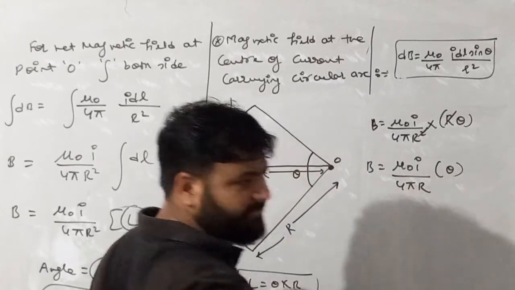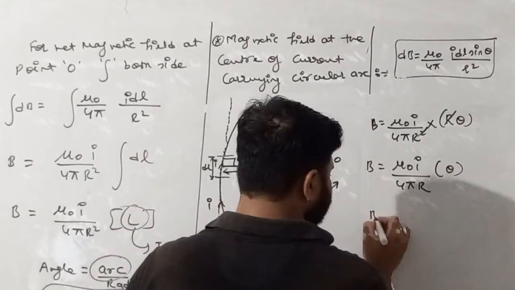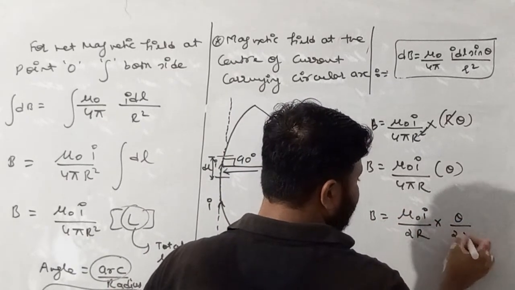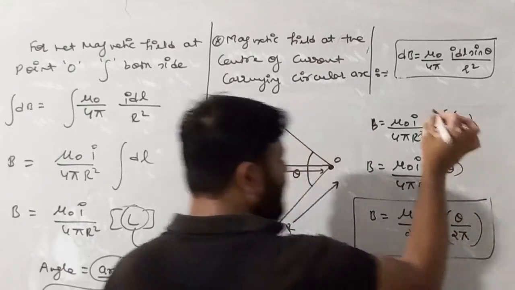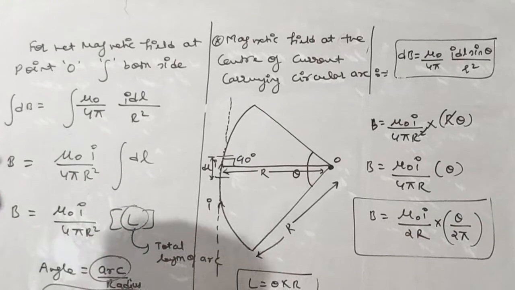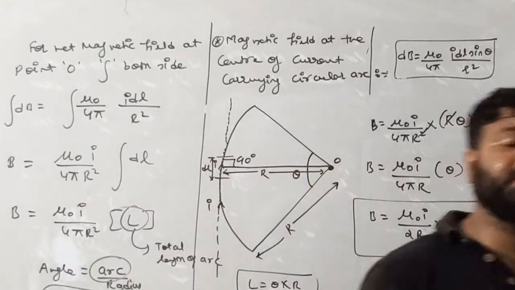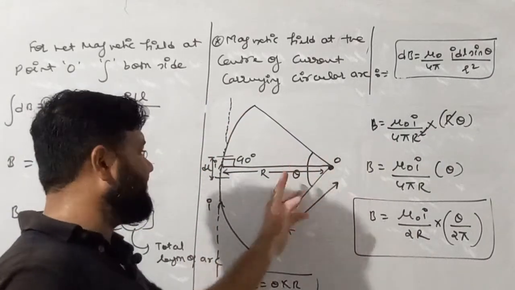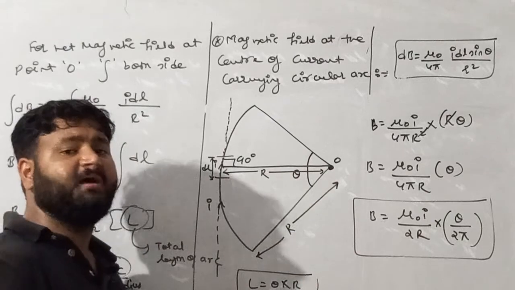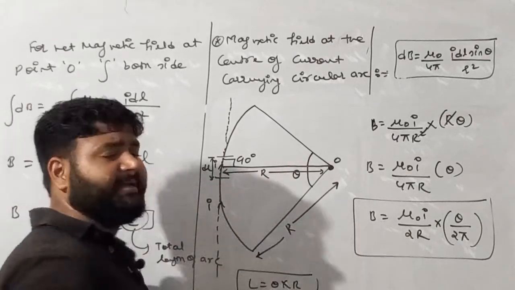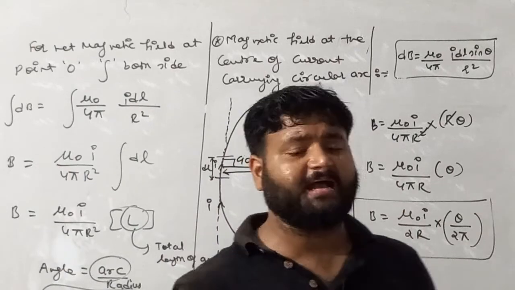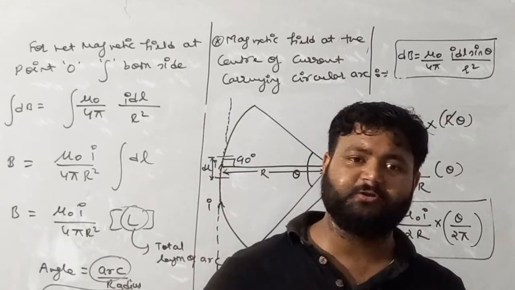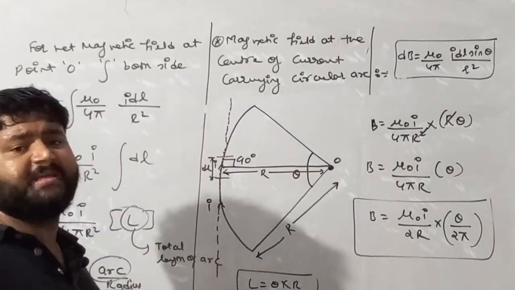Now see, this 4 pi can be written as 2 pi into 2. So I'll write B is equal to mu naught I by 2r into theta by 2 pi. This is the value of magnetic field due to a current carrying circular arc at its center, and this arc is subtending angle theta at the center. Now see, the direction of magnetic field due to a current carrying circular arc is similar to the direction of magnetic field due to a current carrying circular loop, because the arc is also a part of the circular loop, my dear students.